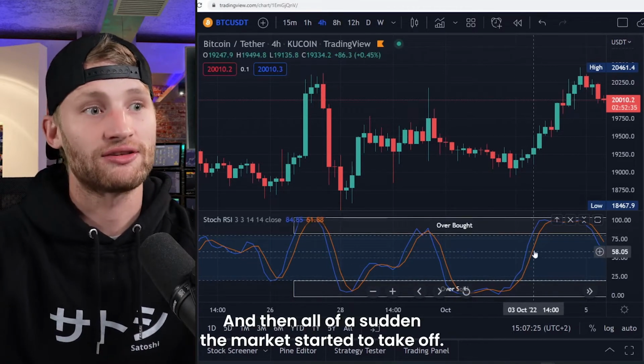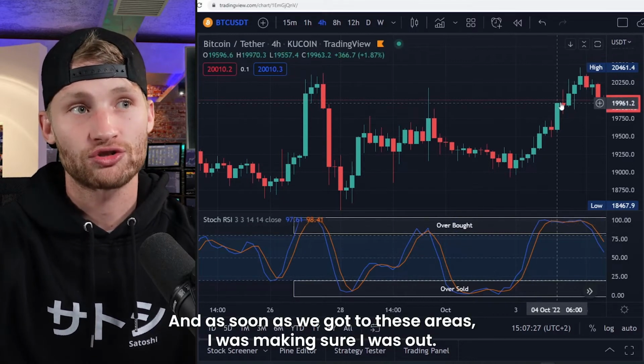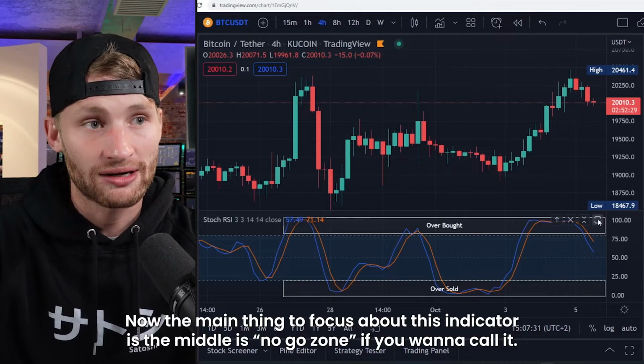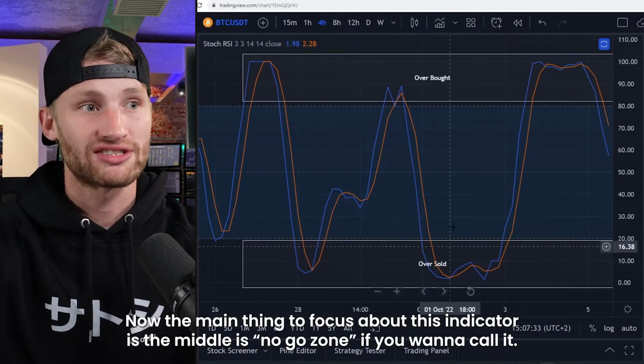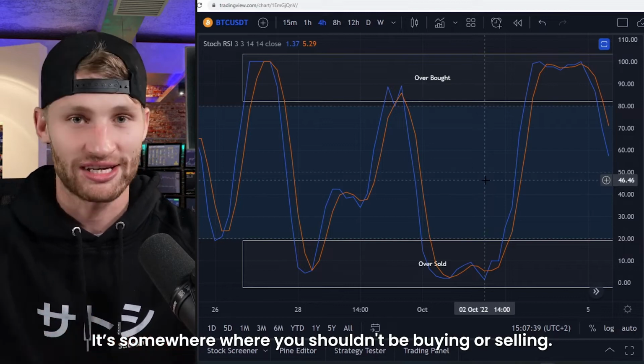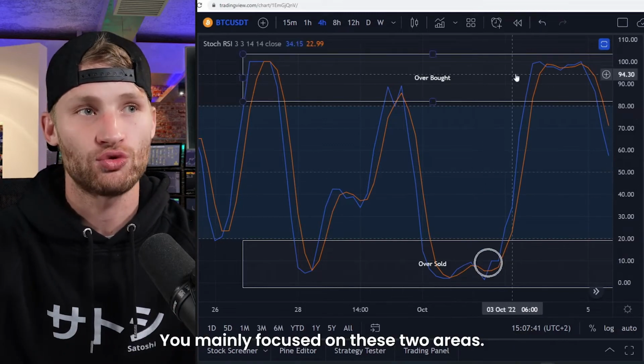Then I stopped buying because my buys now have to be in. And then all of a sudden the market started to take off. And as soon as we got to these areas, I was making sure I was out. Now, the main thing to focus on with this indicator is the no-go zone, if you want to call it that. Somewhere where you shouldn't be buying or selling. You mainly focus on these two areas.